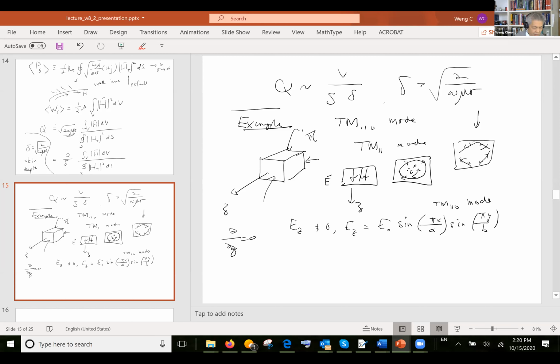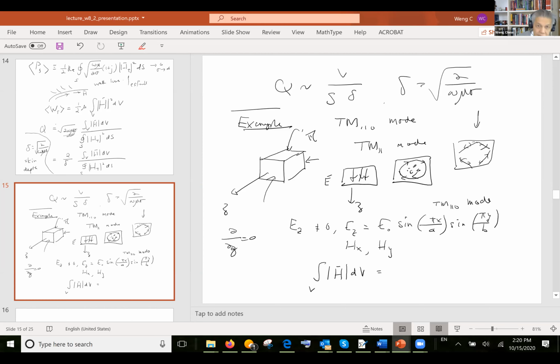This is easy, and from Ez you can of course plug into Maxwell's equations. You find your Hx, you find your Hy, and then with Hx and Hy you can find your integral of H dV over the volume of the cavity. You can calculate this. It's done in the lecture notes. This is a straightforward calculation.